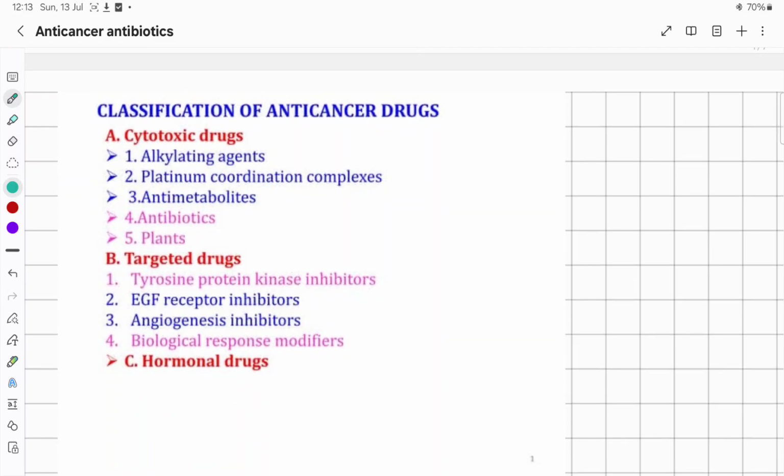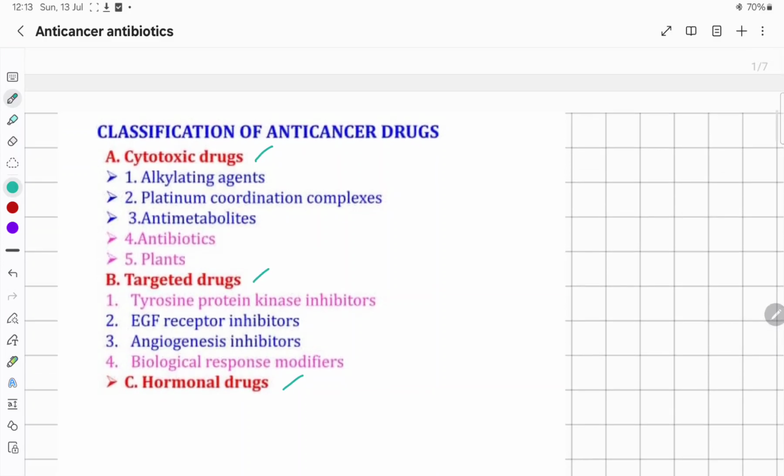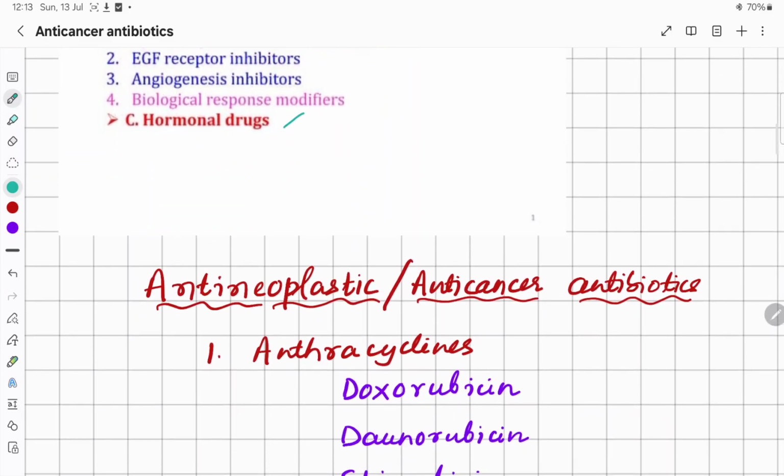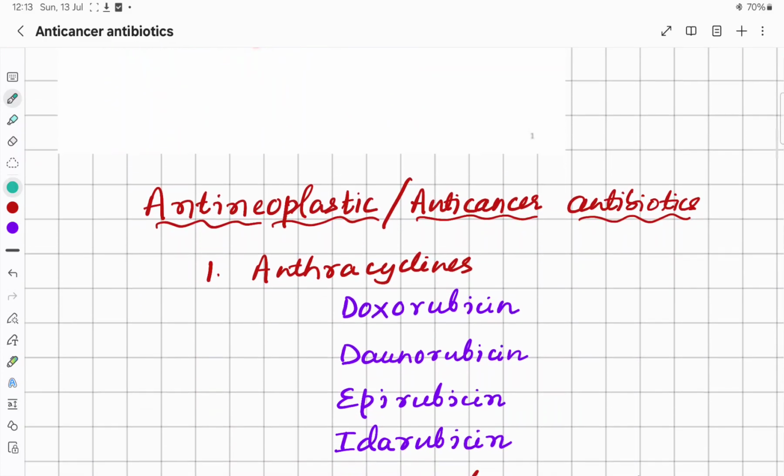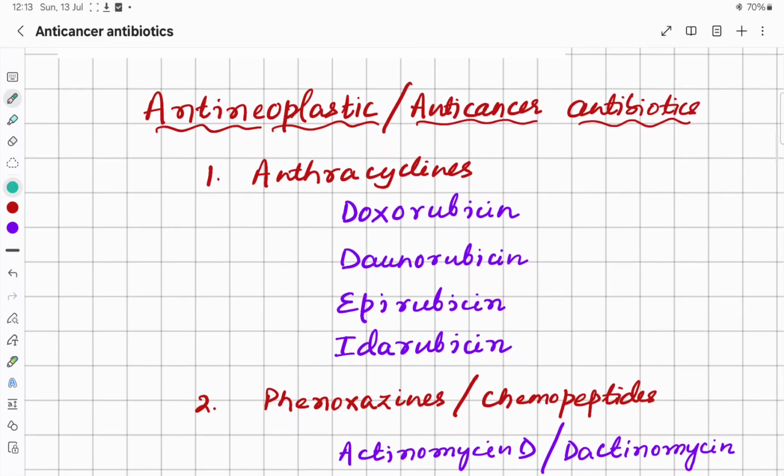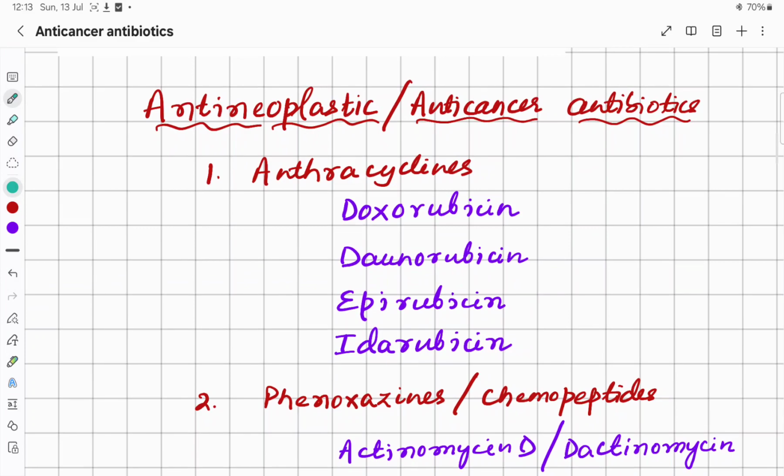As you know, the anti-cancer drugs can be cytotoxic drugs, hormonal drugs, and targeted drugs. Among the cytotoxic drugs, one group is antibiotics. As per the definition, only those drugs whose source is microorganisms, and which are used against cancer, are called antineoplastic or anti-cancer antibiotics.